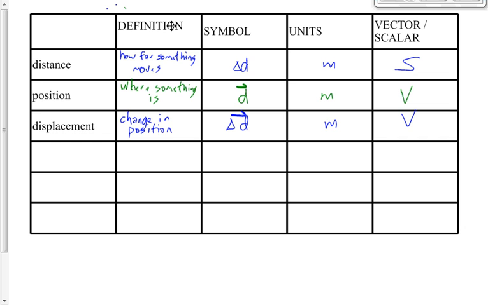5 steps, right? 5 meters or 5 steps? We'll say it's meters. We'll say 1 step is 1 meter. Okay, so my distance traveled is 5 meters.